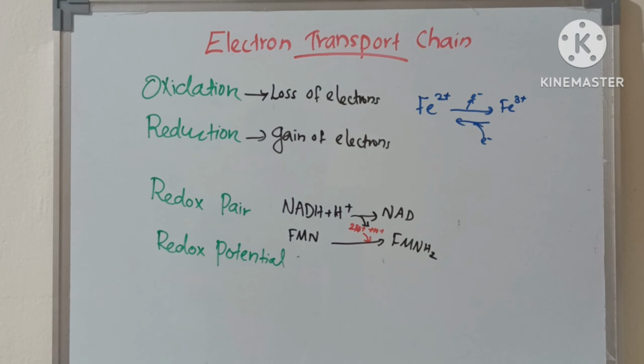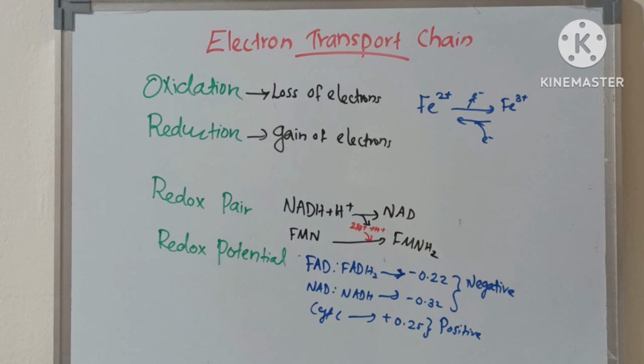The compound which exists in both oxidized and reduced form is known as a redox pair. For example, in the reaction NADH plus H+ to NAD+, and FMN to FMNH2, the oxidation of NADH to NAD+ is coupled with the reduction of FMN to FMNH2. That is known as a redox pair. Coming to redox potential, the quantitative measurement of the tendency of a redox pair to lose or gain electrons is known as redox potential or electron transfer potential.